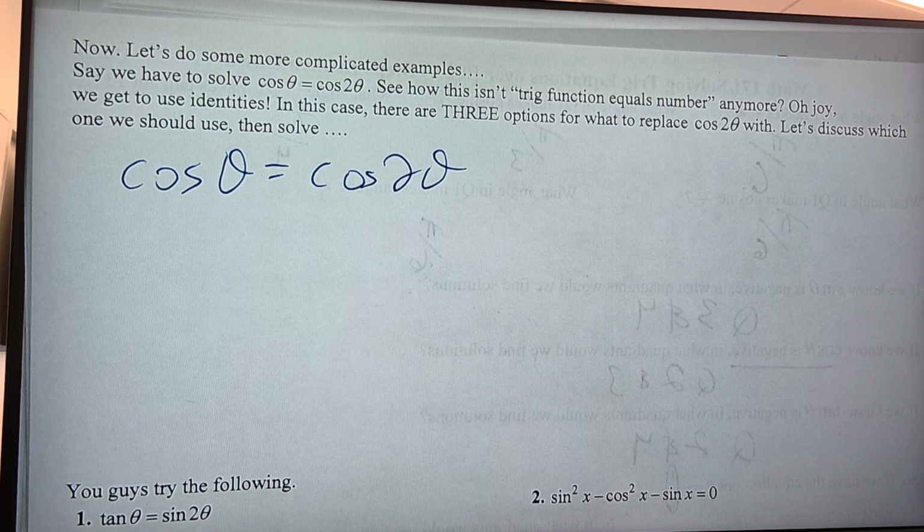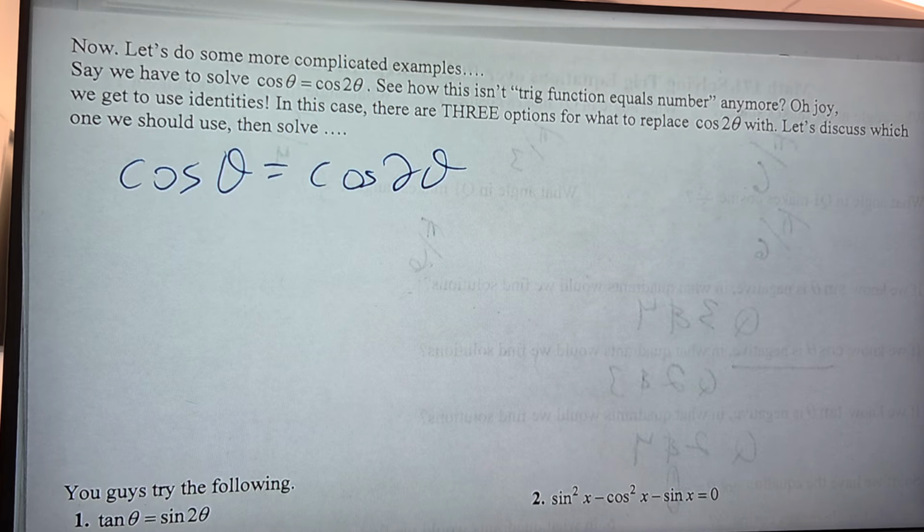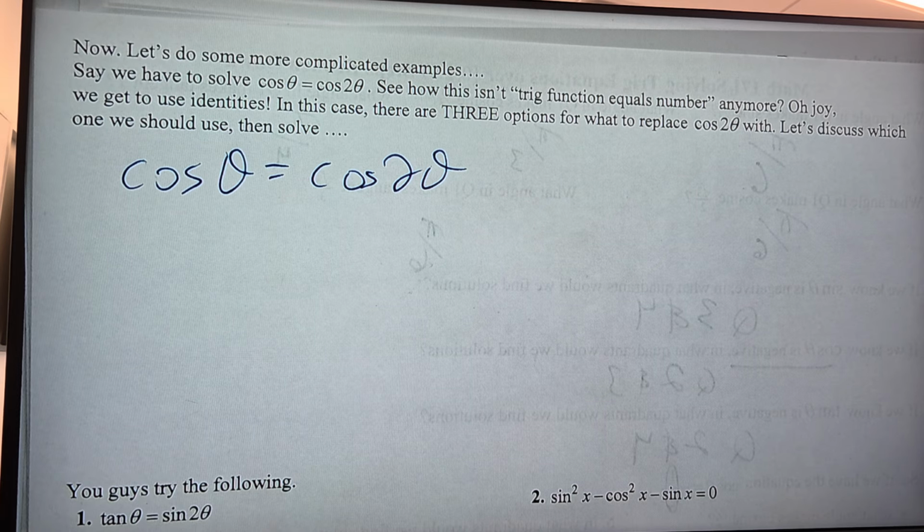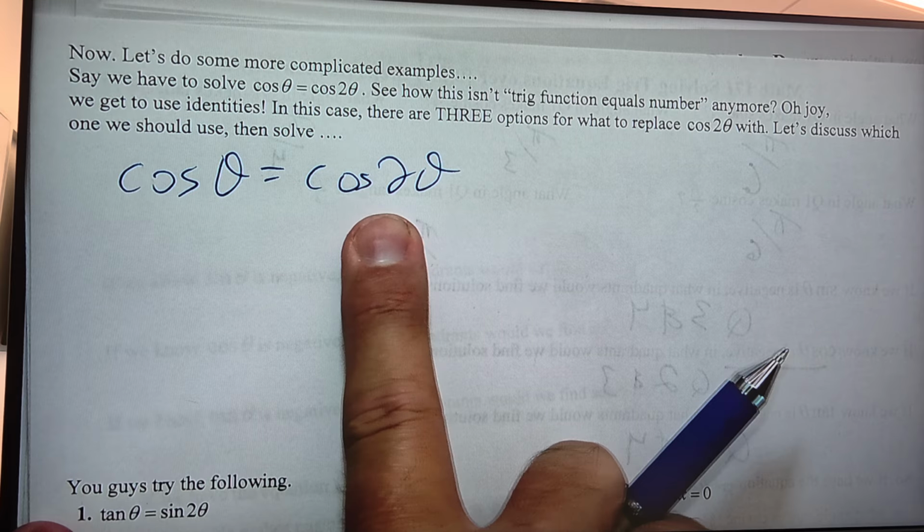So when I'm trying to verify identities, one of the first things you look for is, does anyone have a different angle? Is everybody theta except this one guy is 2 theta? Is everybody A and B except this one guy is A plus B? And then you focus on that one guy. So cosine 2 theta is an issue here. It's not the same as the first guy. Well, we've got 3 options, don't we?